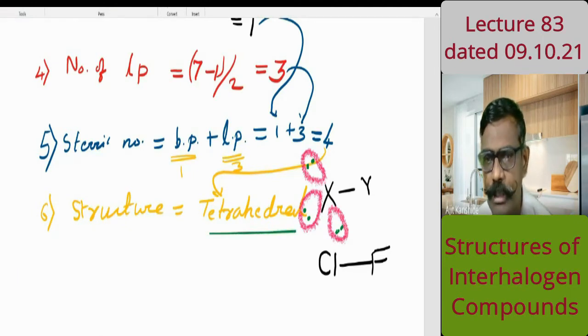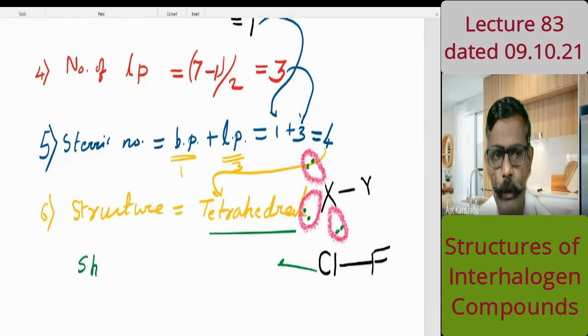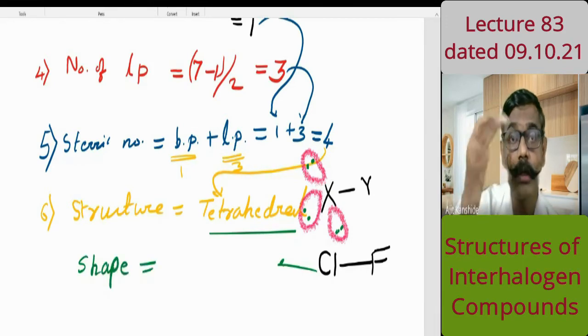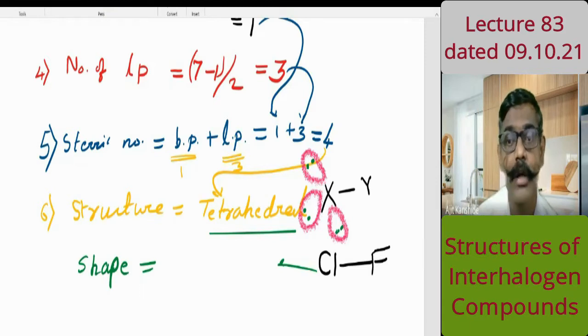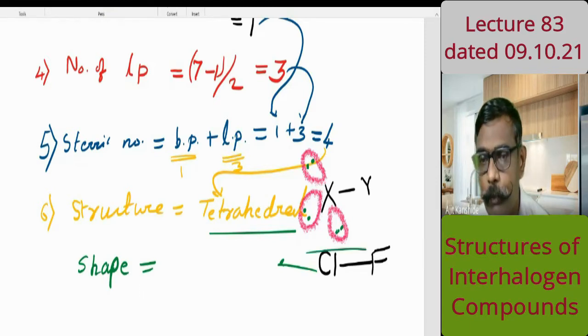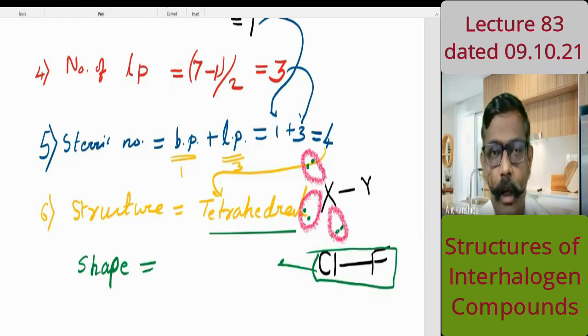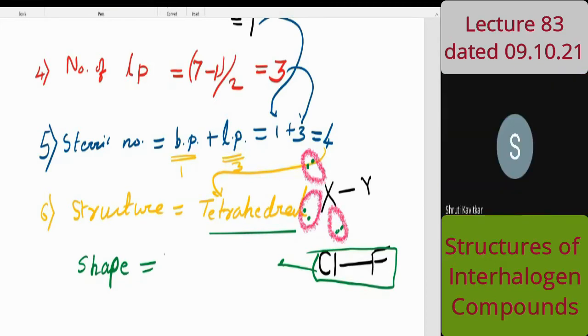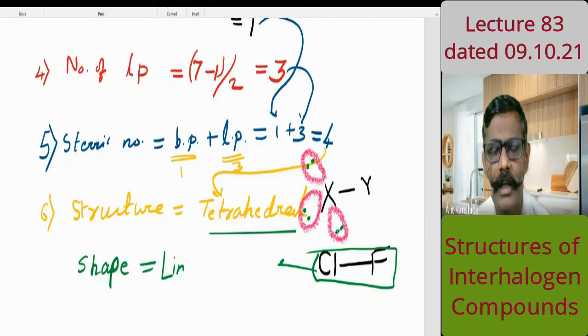But if you see the shape of the molecule, answer my question: how is the shape? How are the atoms aligned? Don't consider the lone pair, only the atoms. How are they arranged? What will you say for such an arrangement? Which kind of shape will it be for that ClF? Linear. Right, linear. Brilliant answer.